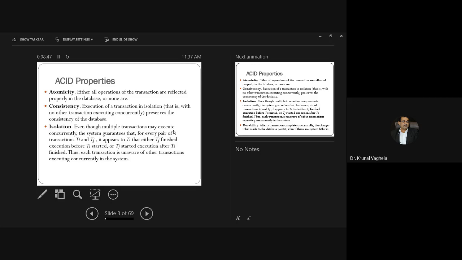So the definition is, even though multiple transactions may execute concurrently, the system guarantees that for every pair of transactions Ti and Tj, where Ti means 1, for example, and Tj is 2, either you can say T1 and T2, it appears that either Tj finished execution before Ti started, or Tj started execution after Ti finished.